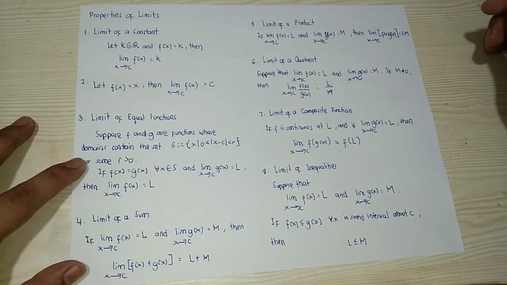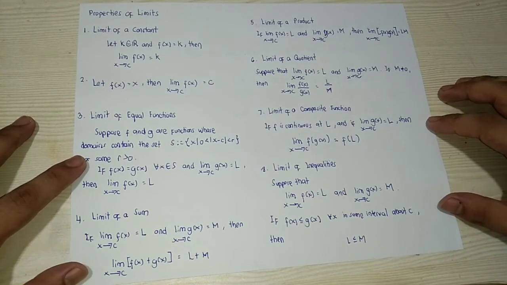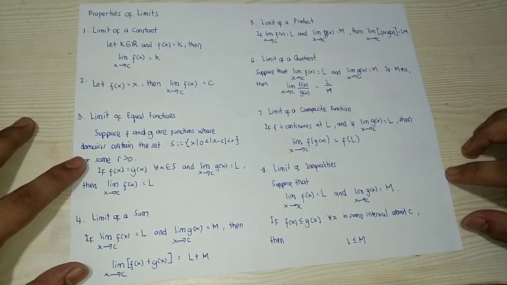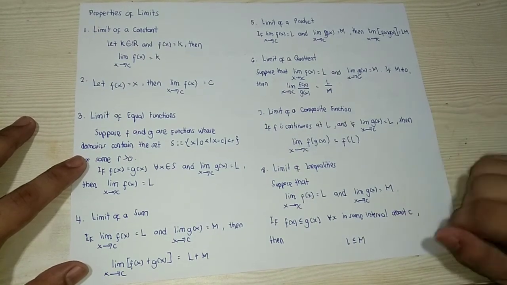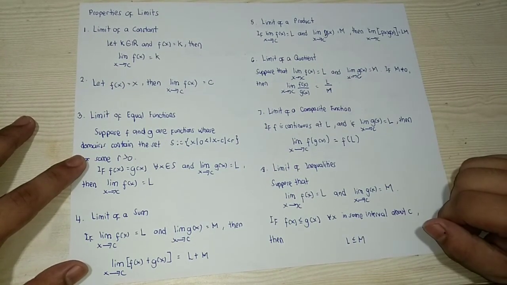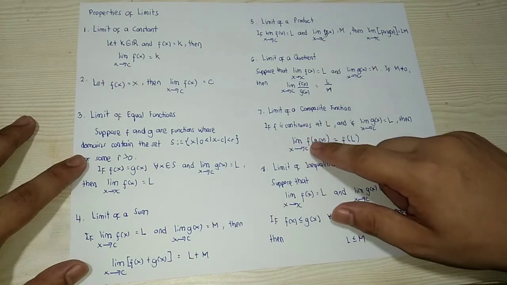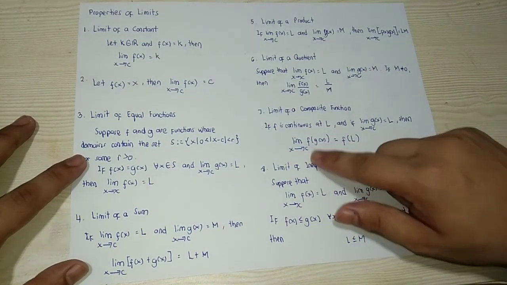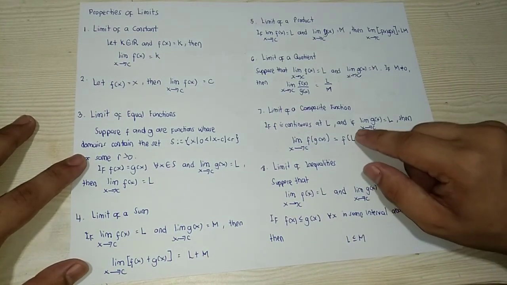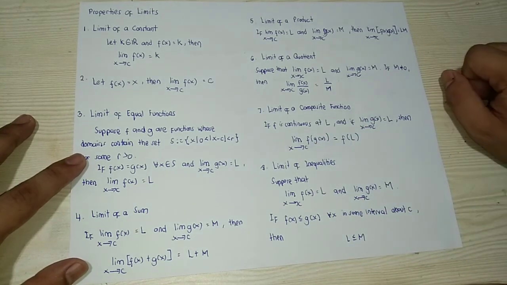Then for number 7, this is the limit of a composite function. If f is continuous at L, and if limit of g of x equals L as x approaches c, then limit ng f of g of x as x approaches c is equal to f of L. So sinubstitute mo lang sa loob yung L.